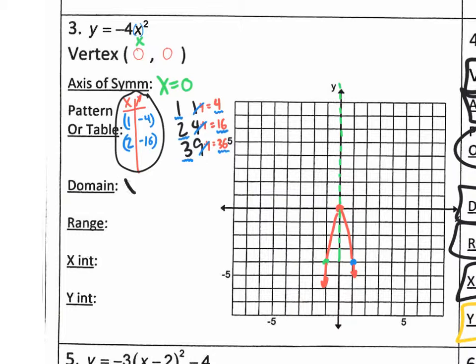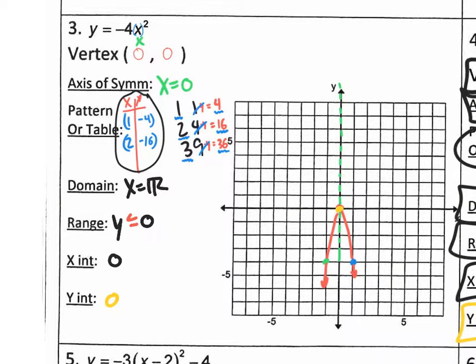The domain, x equals all real numbers. The range, y is what? It's less than or equal to because it's opening down, so it's less than or equal to, and less than or equal to what? The y value of your vertex. The y value of the vertex is 0. How about the x-intercept value? Where does this graph cross the x-axis? It crosses at 0 also. How about the y-intercept? Where does it cross the y-axis? It actually crosses at 0 also. Interesting, right? We have so many zeros.